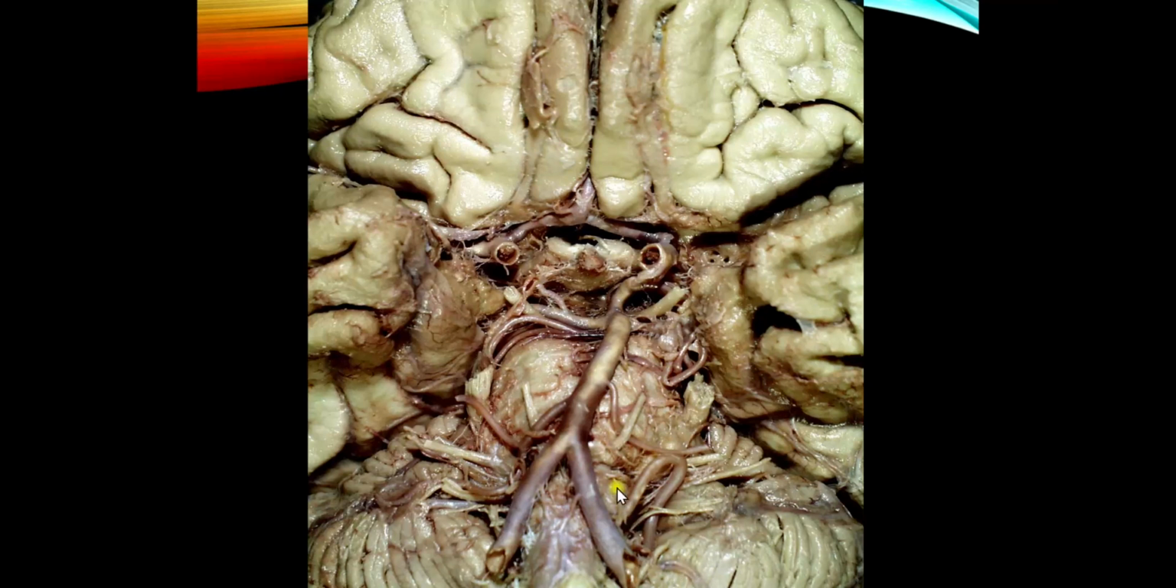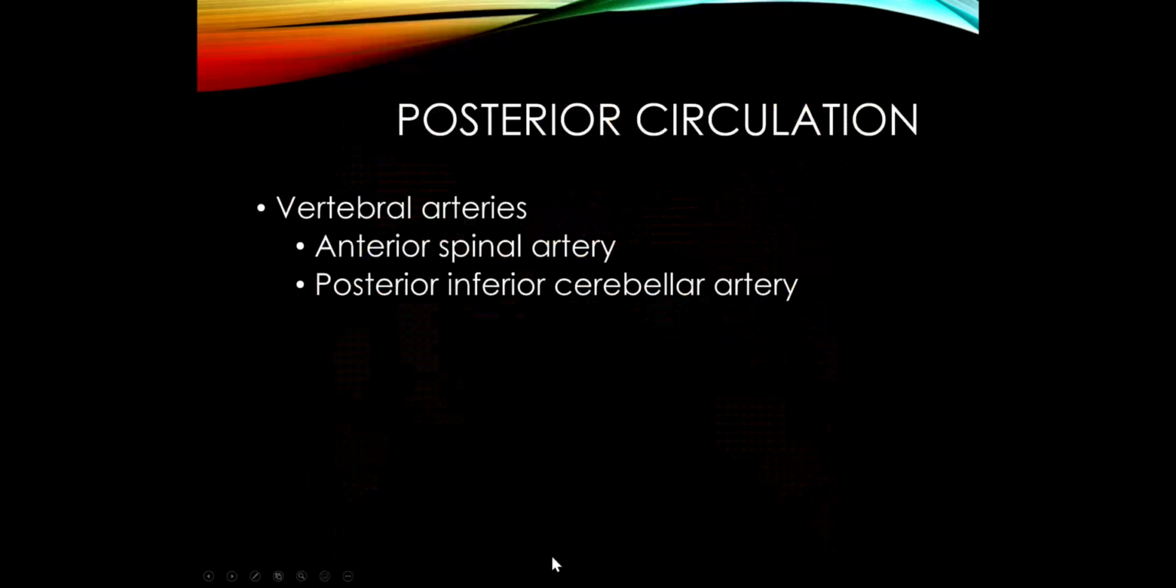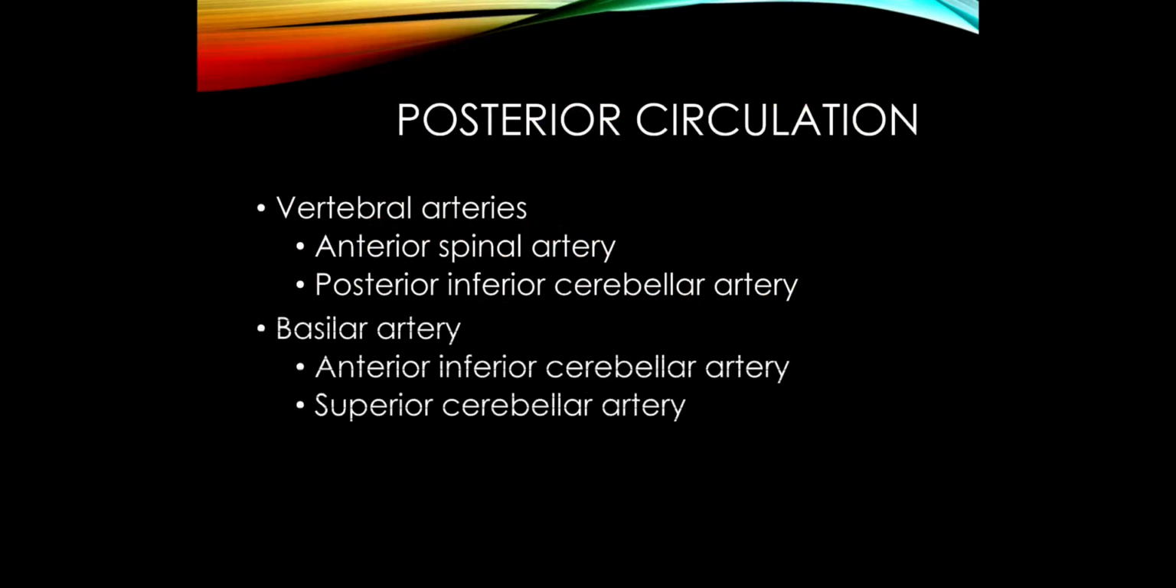And look, here's the medulla right here. The PICA actually also supplies the lateral medulla, something that will be very important as we'll discuss later. The anterior spinal artery comes off the vertebral here and over here, and it supplies the midline of the medulla. All right, so we have those two blood vessels.